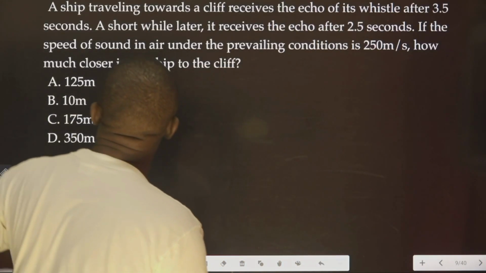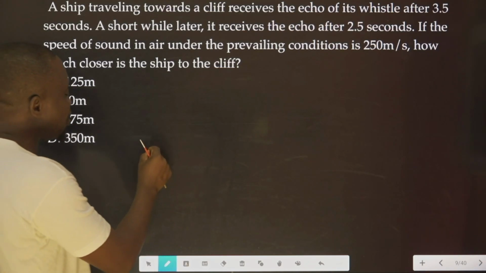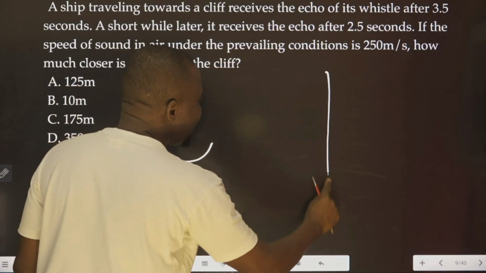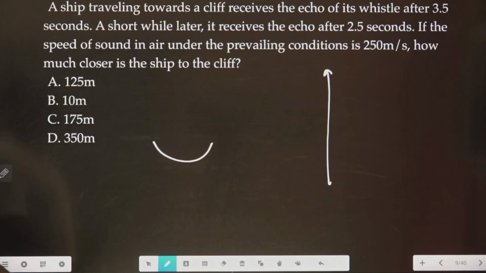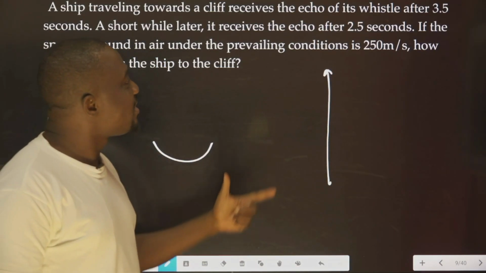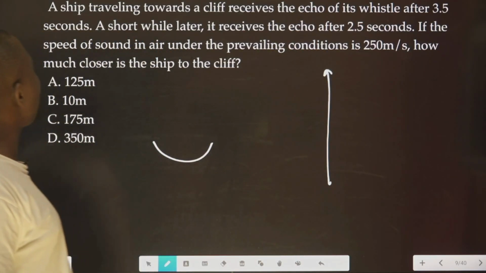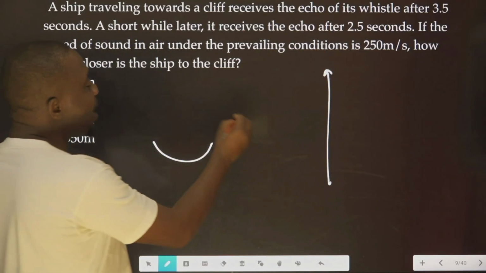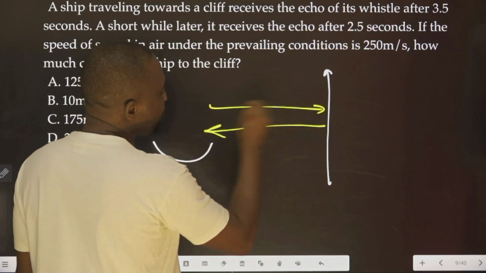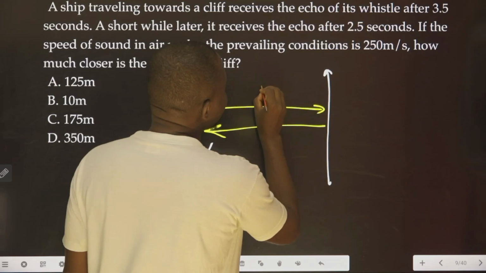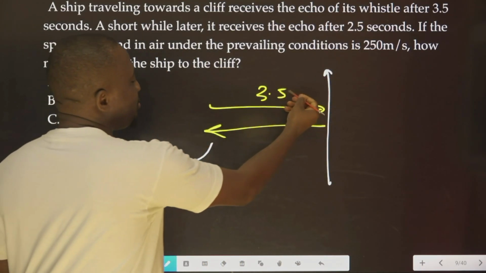Okay? Let's look at this question. It says, a ship traveling towards a cliff. Let's say this is a ship traveling towards a cliff. Let's say this is a cliff. This ship receives the echo of its own whistle after 3.5 seconds. It means there was a go and coming of this sound. So both ways after what? 3.5 seconds. Combination go and come.